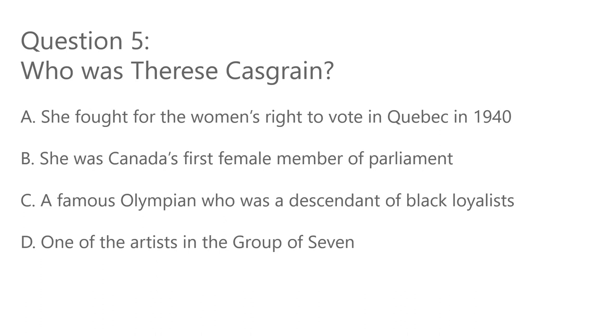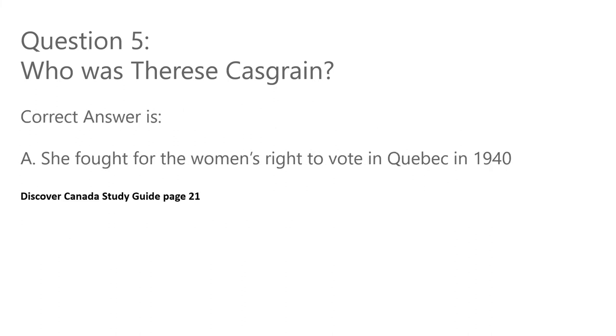Question 5. Who was Therese Casgrain? A. She fought for the women's right to vote in Quebec in 1940. B. She was Canada's first female member of parliament. C. A famous Olympian who was a descendant of black loyalists. D. One of the artists in the Group of Seven. Correct answer is A. She fought for the women's right to vote in Quebec in 1940. Discover Canada Study Guide, page 21.